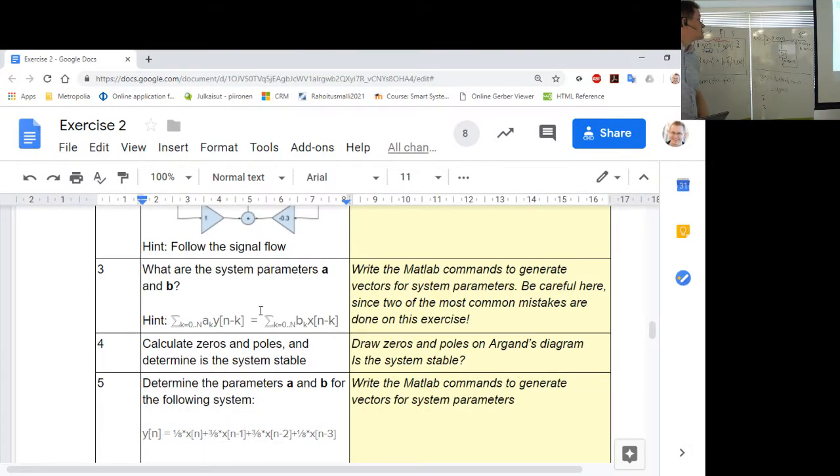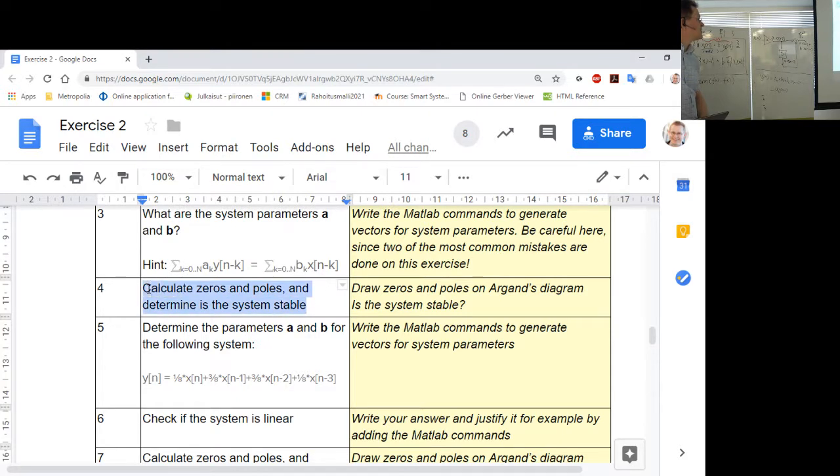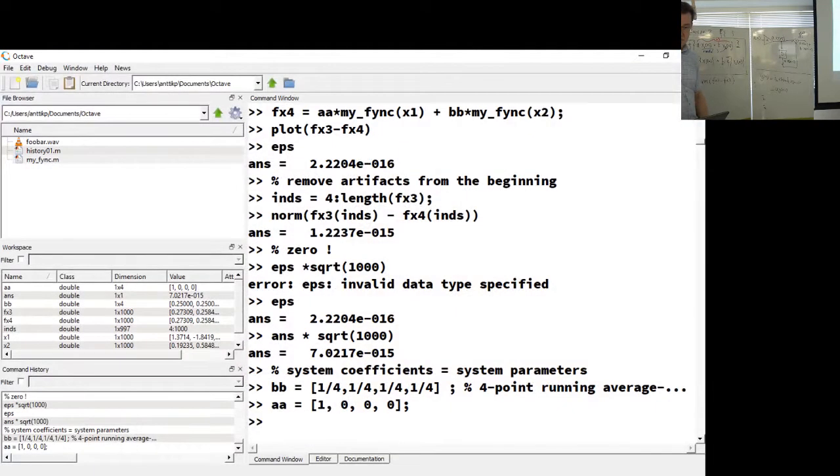What next? Zeros and poles. Oh, this is so difficult. Draw zeros and poles on the Argand diagram. I didn't say anything about the Argand diagram, but let's see. It might be easier than you think.